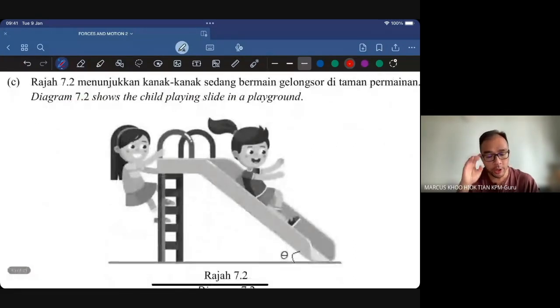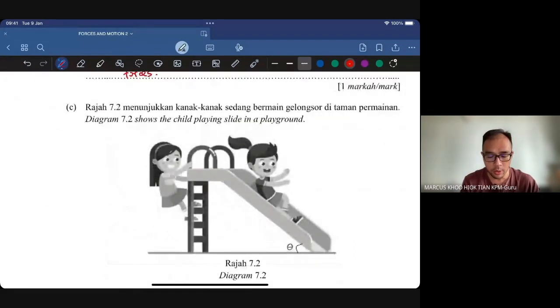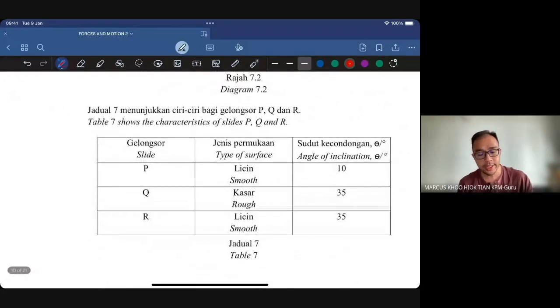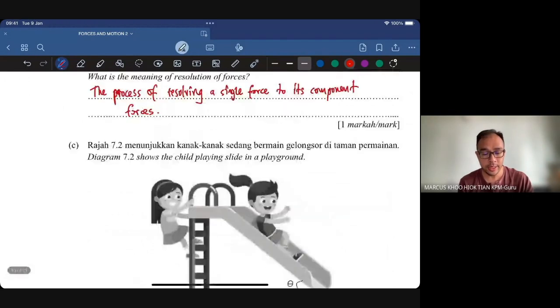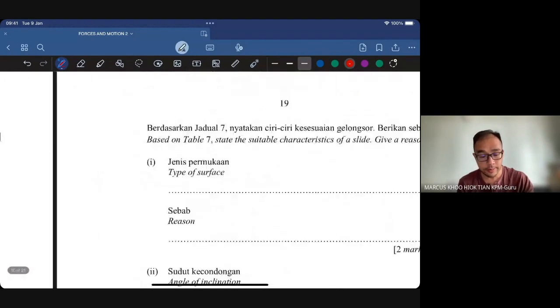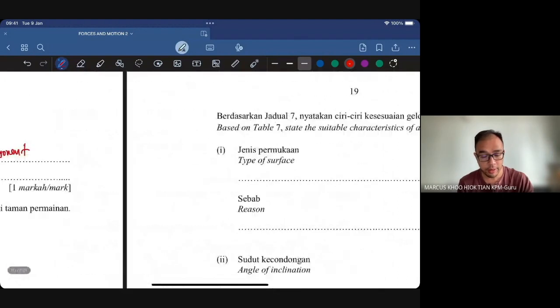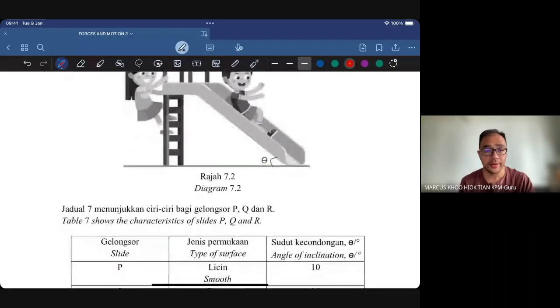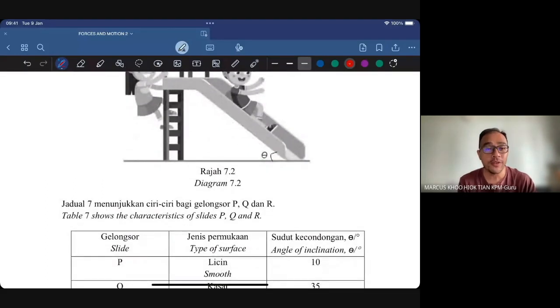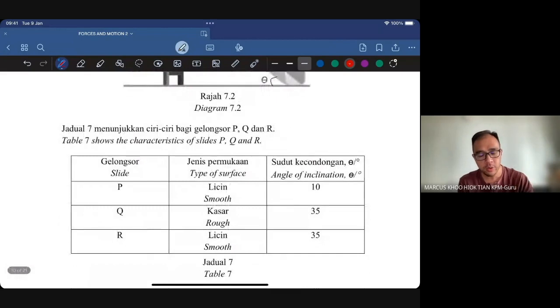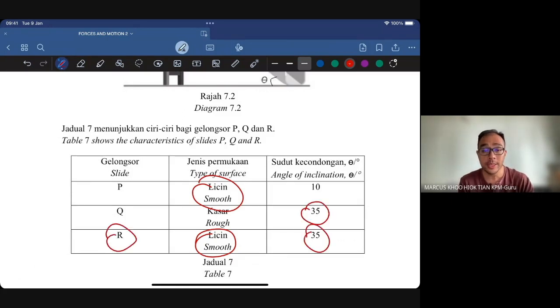C. Diagram 7.2 shows a child playing a slide in the playground. Oh, wow. Characteristics of slide, type of surface, angle of inclination. I think this one is quite easy. But let's look at the reason first. Most suitable. I guess most suitable is the most fun one. Probably, most fun. Not safety. So smooth or rough, obviously you want a smooth one. Angle of inclination, a small one or a big one, obviously you want a big one. So we're headed towards R.